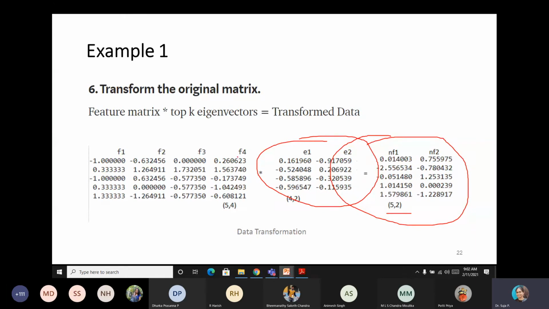So now from 4 column data, we have obtained 2 column data, which is a transformed one. So these are the steps involved in obtaining a PCA, or the principal components. Now this is the principal component 1 and this is the principal component 2. So these elements represent the actual data.